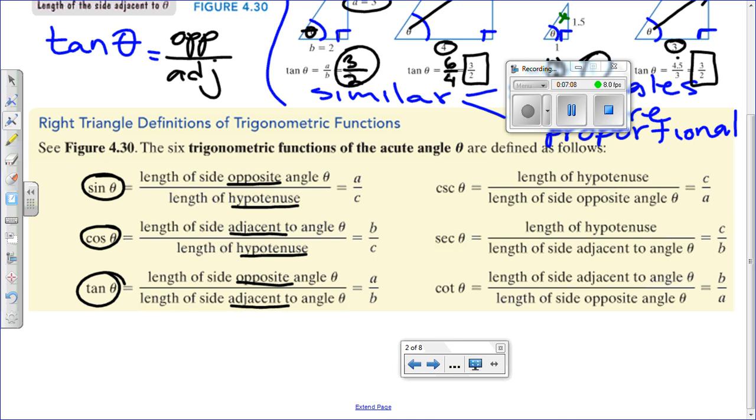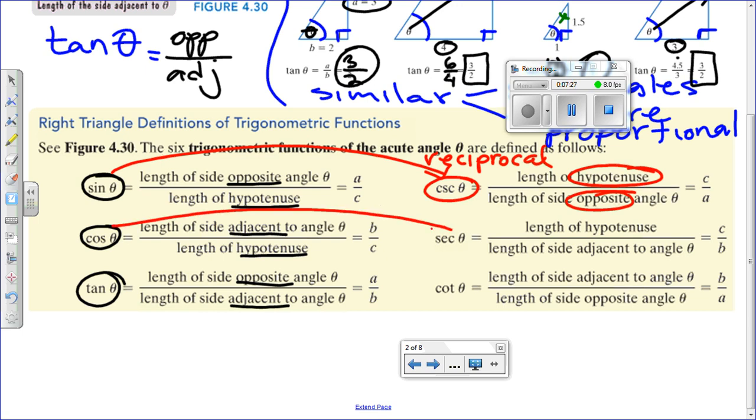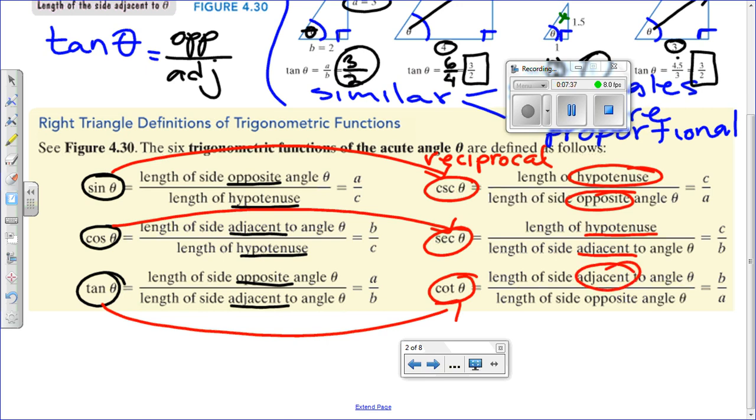And then how do we call the relationship between sine and cosecant? Reciprocal, very good. So it makes sense that we flip those, right? So cosecant is hypotenuse over opposite. Cosine is the reciprocal of secant, so hypotenuse over adjacent. And then cotangent is the reciprocal of tangent, so that will be adjacent over opposite. Okay, so we really need to learn this.